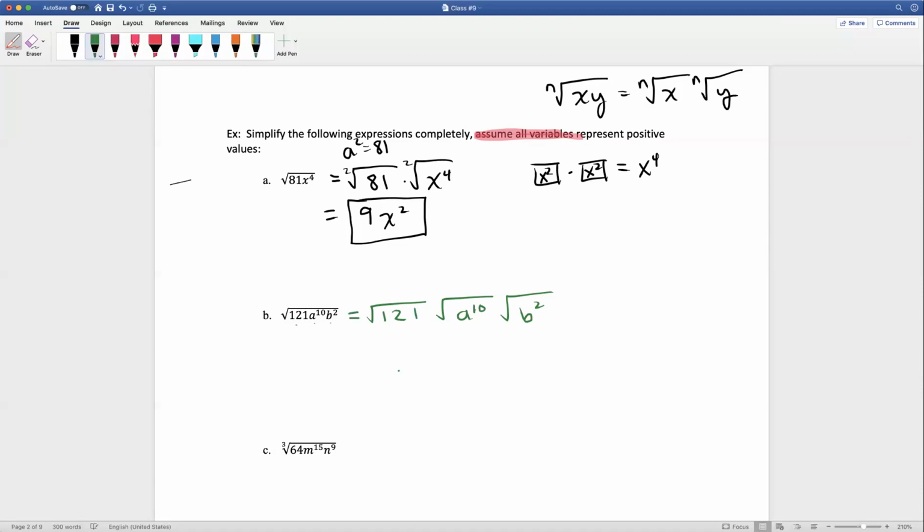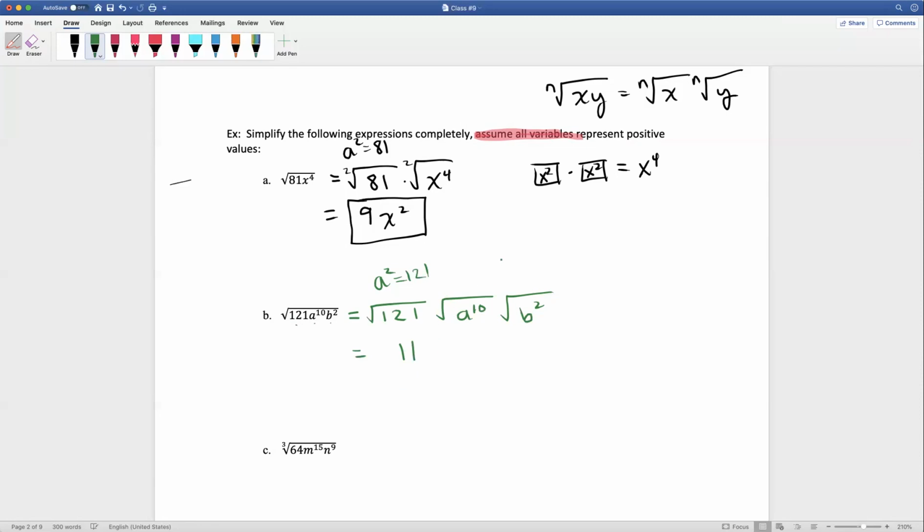Now let's take a look at each one of these terms. So let's figure out what the square root of 121 is. Well, what number when we square it gives us 121? That is 11. 11 times 11 is 121. Or what number when we multiply it by itself gives us 121, and that's 11.